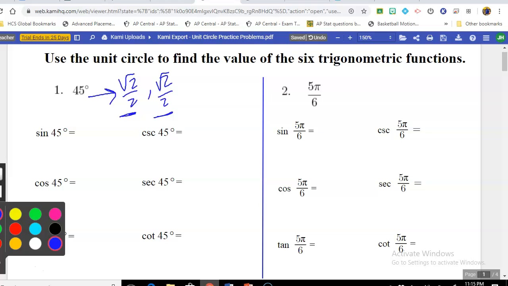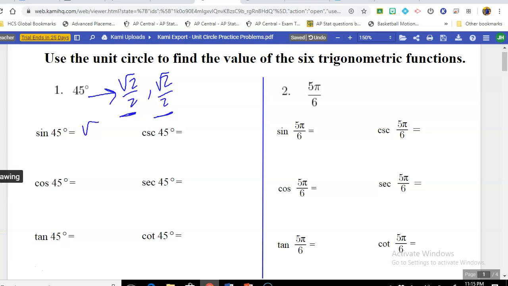So our sine of that angle is going to be square root of 2 over 2, the y coordinate. Cosine is going to be square root of 2 over 2 as well. Our tangent for a 45-degree angle would be the y over the x, so that would be square root of 2 over 2 divided by square root of 2 over 2. That's going to be 1. So we get those 3.